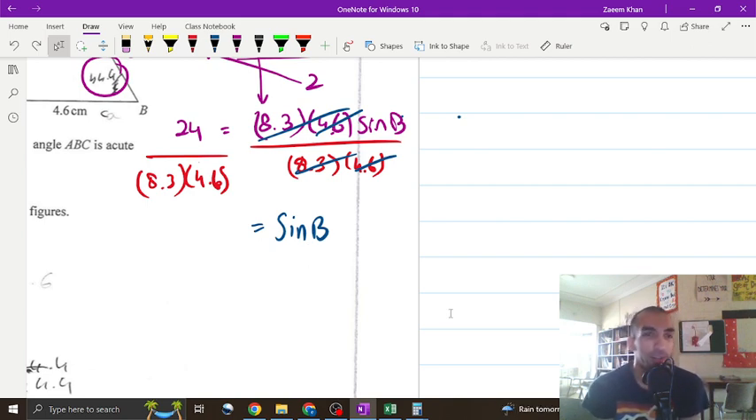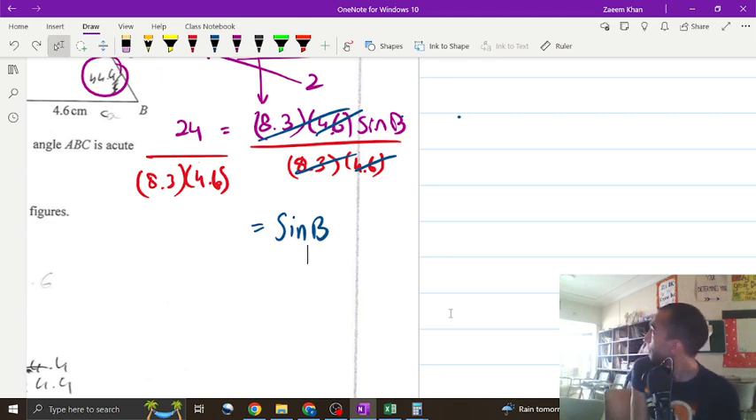Alright, we need to divide 24 by 8.3 and then by 4.6. Let me know what you get for sine B.